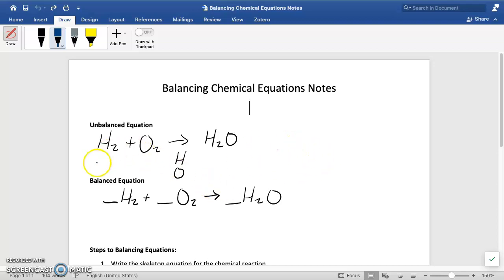So when we look at an equation like this, we have H2 plus O2 yields H2O. That's what this symbol means. It means yields. The pieces that are on this side, we call these the reactants. And the pieces that are on this side are called the products.